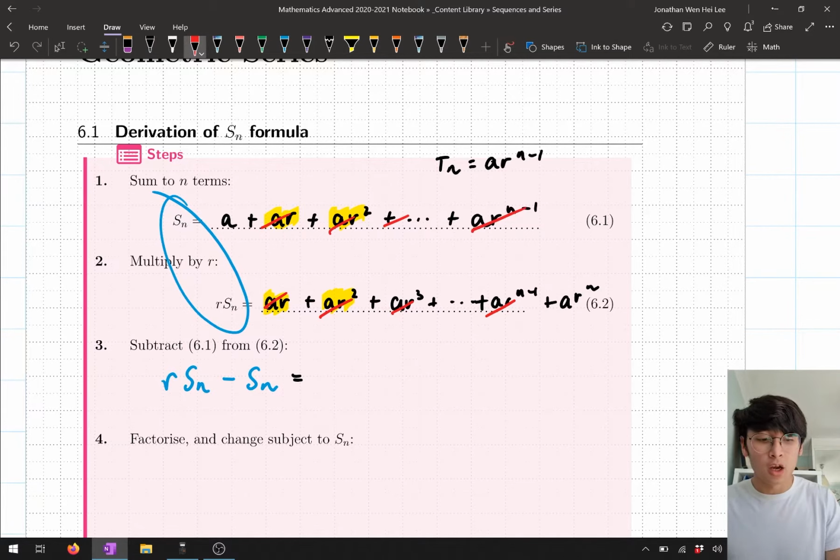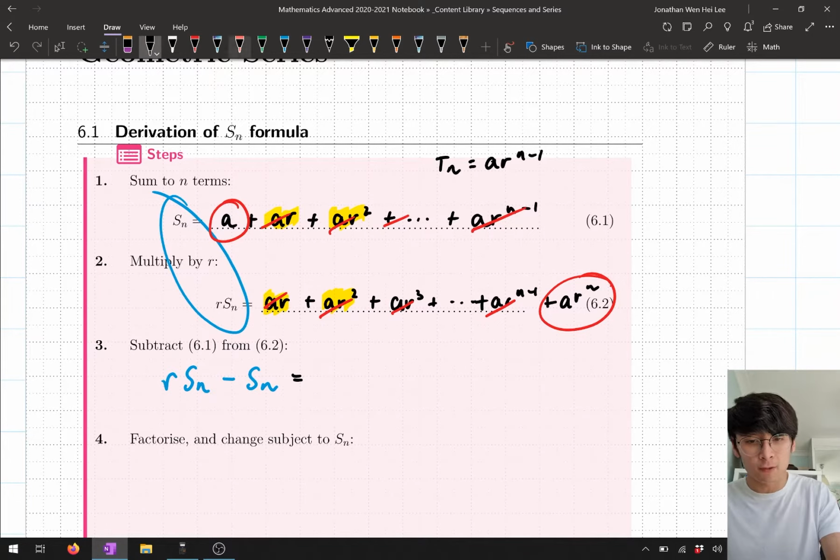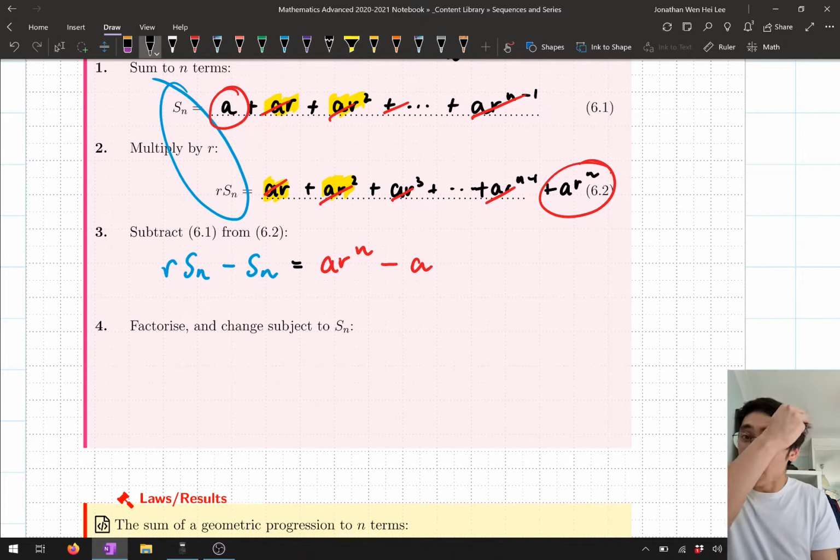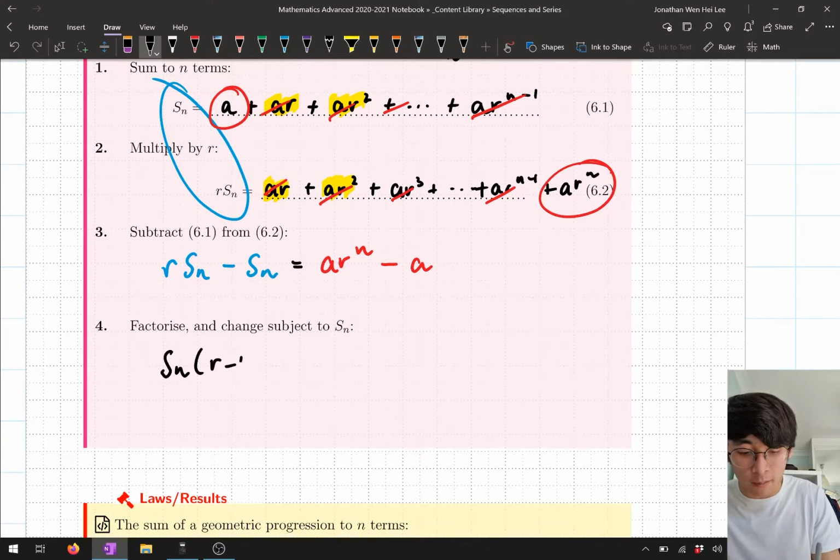And so what are we left with? We're left with a from the first partial sum, and we're left with ar^n from that second partial sum. So here I'm left with ar^n minus a. The following step is that we can factorize both of the sides. On my left-hand side, I have this partial sum, S_n, so I can factorize out S_n, and I'm left with r minus 1.